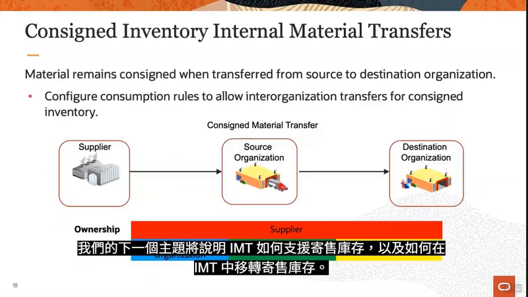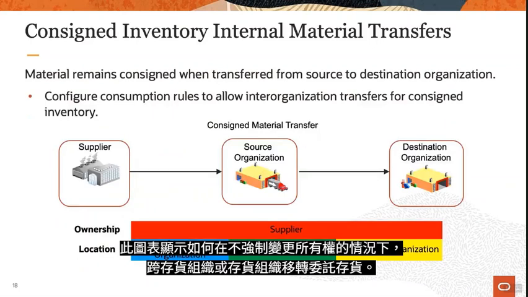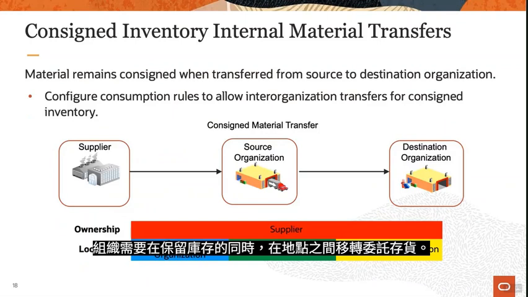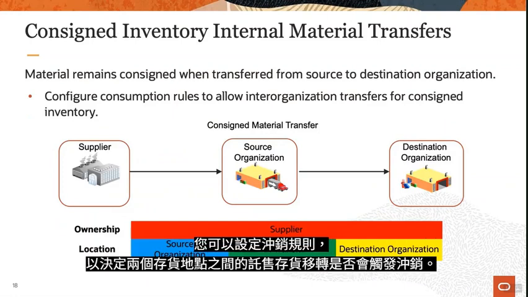Our current screen shows how consigned inventory is supported for internal material transfer flows in a consigned state when it is transferred from a source organization to a destination organization. Consigned inventory consumption is determined by consumption rules. Once consumption occurs, the consumption advice will be generated and reported to the supplier.